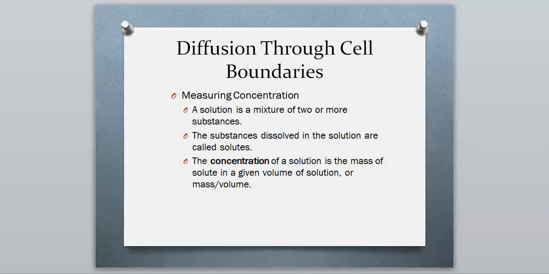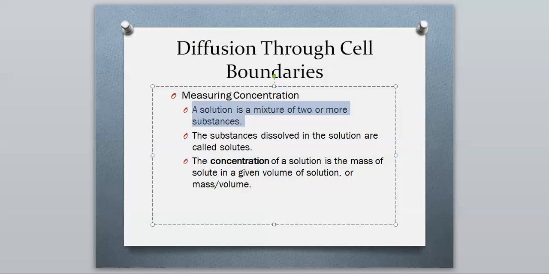When we look at diffusion, we have to look at something called concentration. I said area of high concentration to an area of low concentration, so you might not know what that means. How we measure it is we look at a solution, and a solution is just a mixture of 2 or more substances. The substances dissolved in the solution are called the solutes. When we have water and salt mixed together, that's a solution. We have 2 separate things mixed together, and the solute, the thing that is dissolved, would be the salt in that situation.